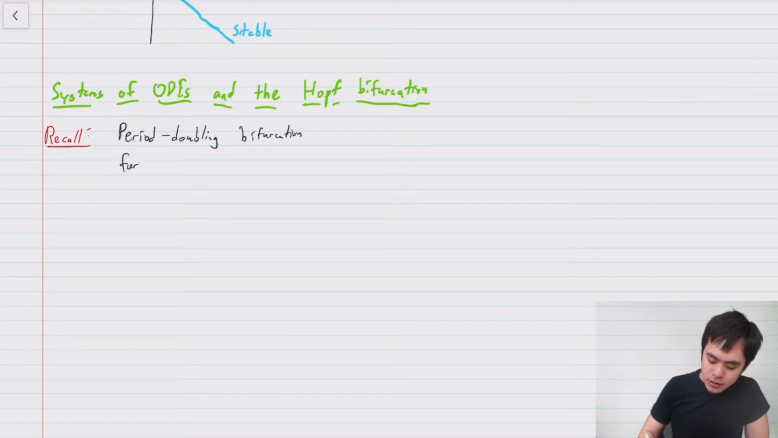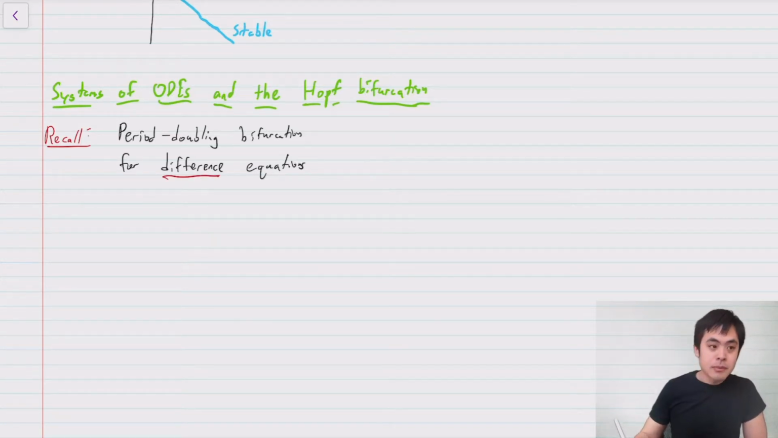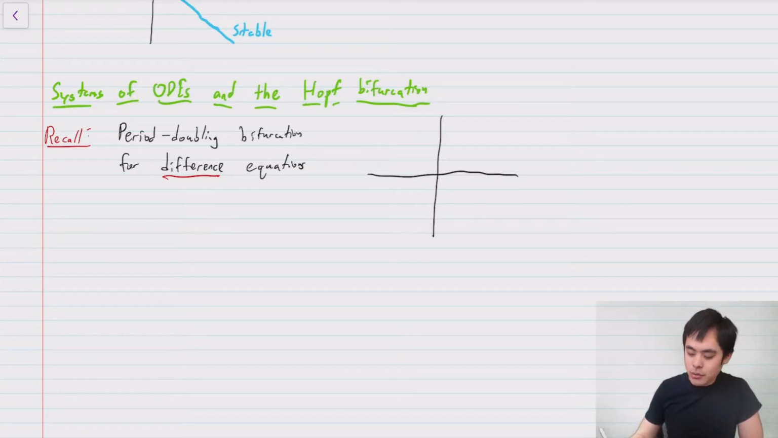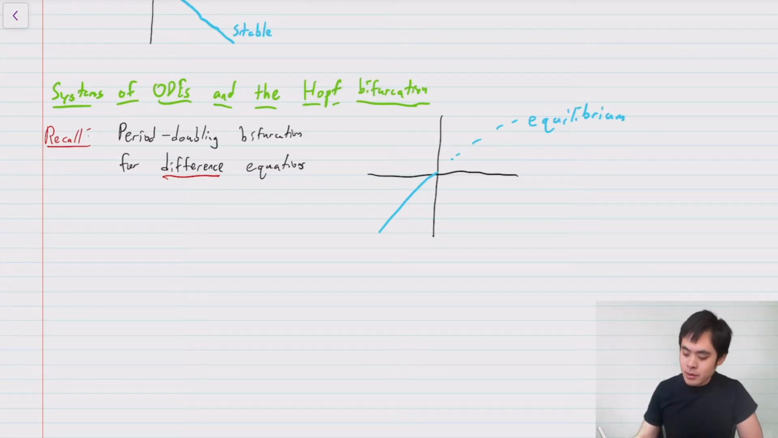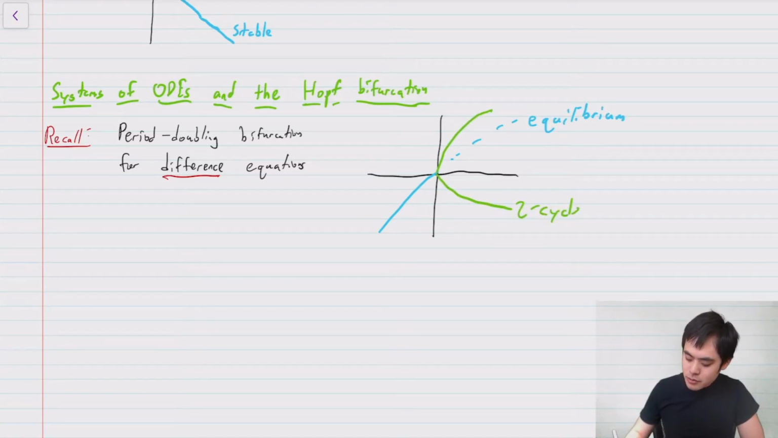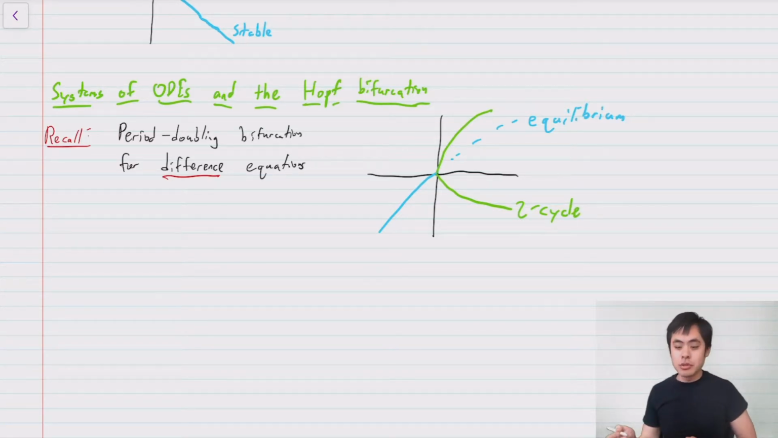Bifurcation for difference equations. So now that this is for difference equations, what did that look like? It looked something like this, where you start out with, let's say, an equilibrium, which starts out stable at one point, and then becomes unstable. And then what happens is it branches off and turns into a 2-cycle. Or if you start out with a 2-cycle, it branches off and turns into a 4-cycle.